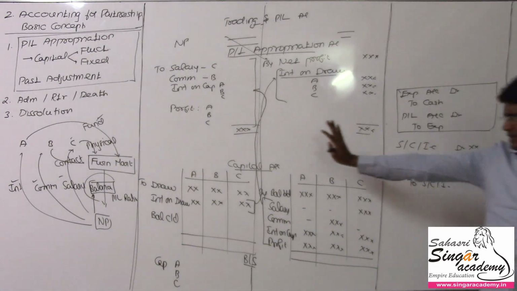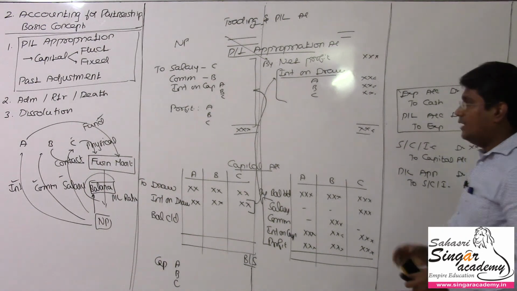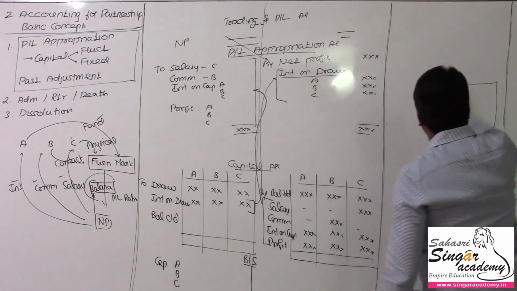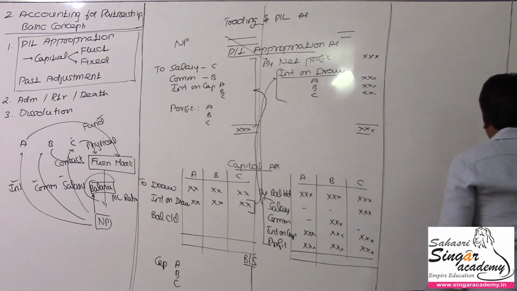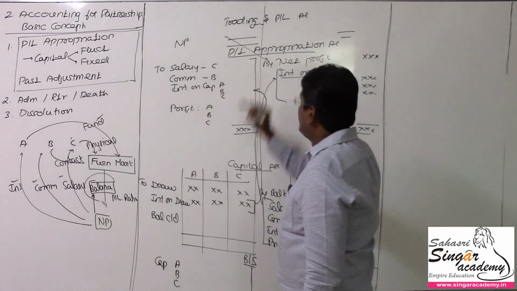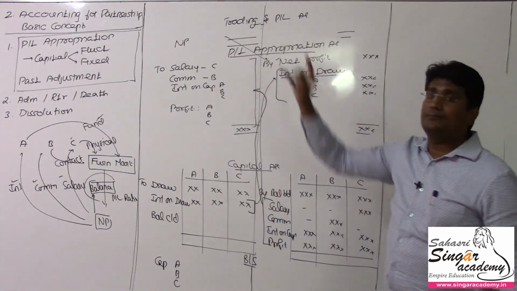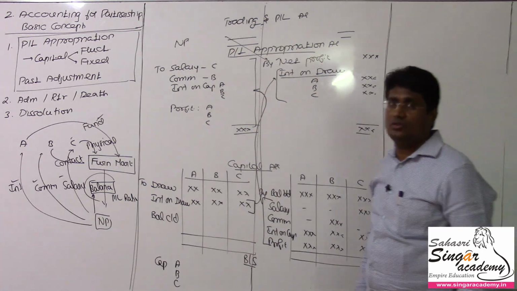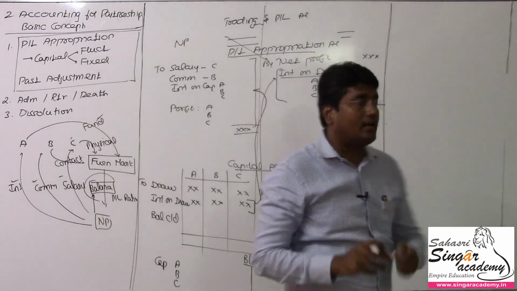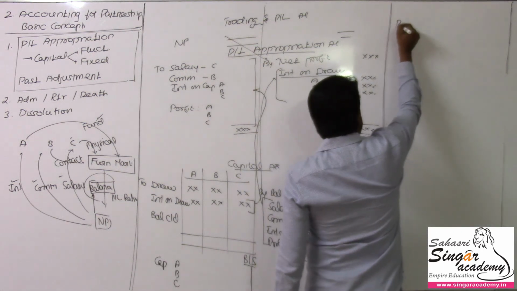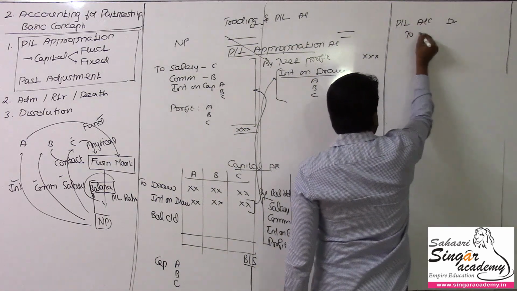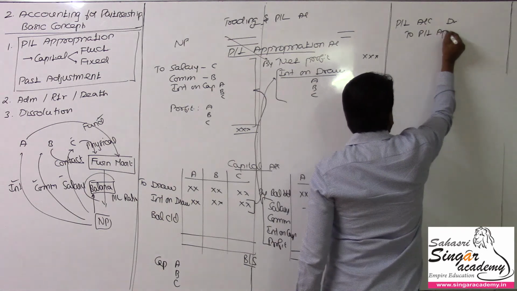Now, that's all. Okay, now how to pass a journal entry? I am going to explain the way of passing the journal entry here one by one slowly. Now, tell me, where does this net profit come from? This net profit comes from the trading and P&L account. So the journal entry for this is P&L account debit to P&L appropriation account. Profit and loss account to profit and loss appropriation account.